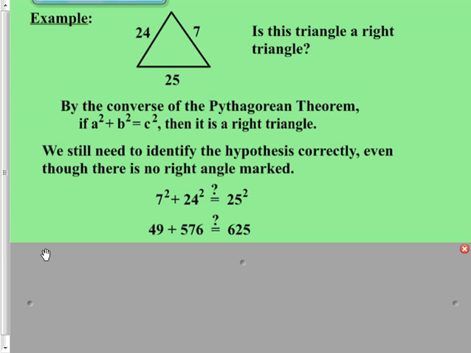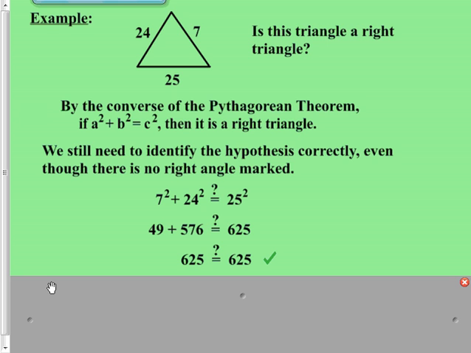Okay, so 479 plus 576 on the left. That needs to be combined. Those are definitely like terms. 49 plus 576, hopefully you can see, is 625. Okay, so what we're staring at is a statement that says 625 is equal to 625. Obviously, that is correct. So what does that mean?